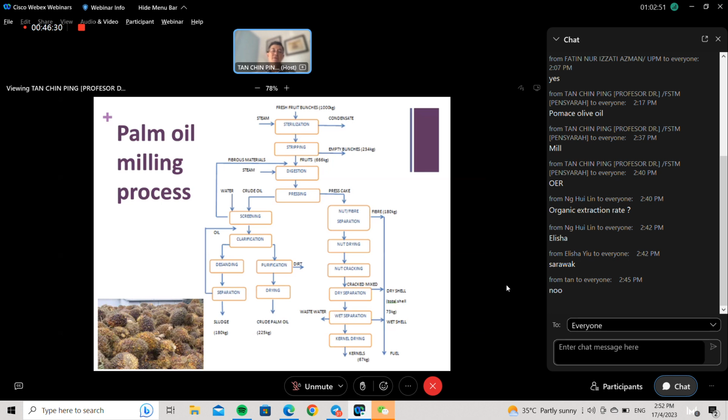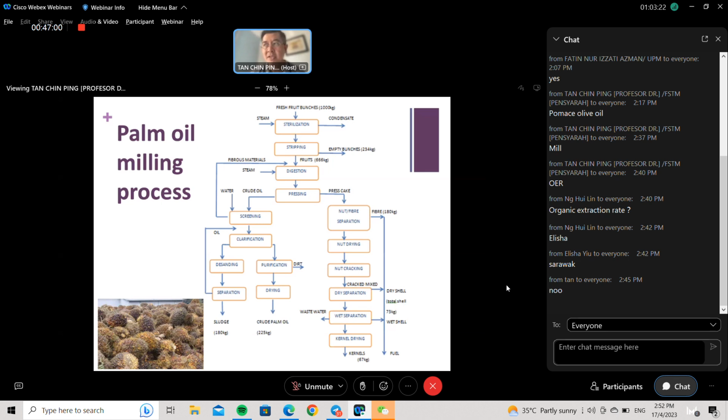And the water portion is going to become a wastewater, which we call sludge. Sludge is usually also close in volume to crude palm oil, or CPO, which is about 180 kilos per 1 ton of FFB. You will get almost close to 18 to 20% of sludge. So the volume of sludge is huge.